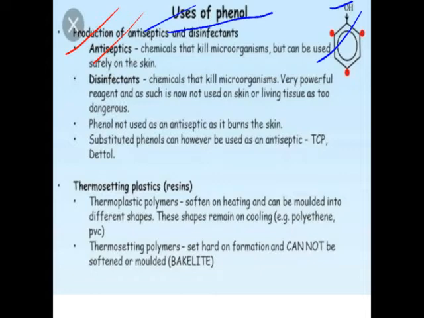Most of the antiseptics consist of phenol. So phenol is useful for the production of antiseptic, which can kill microorganisms but can be applied on the skin. Second one, it can be used as a disinfectant. Disinfectant means what? It can kill microorganisms, but it cannot be used on the skin because it is dangerous to the skin also. Disinfectant.